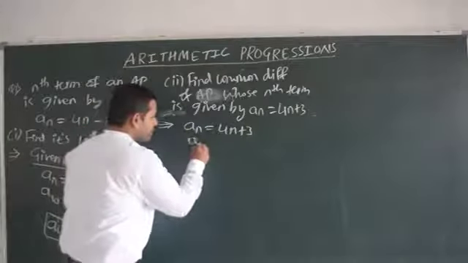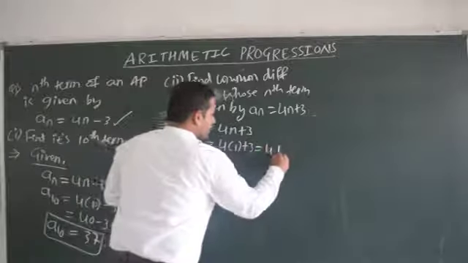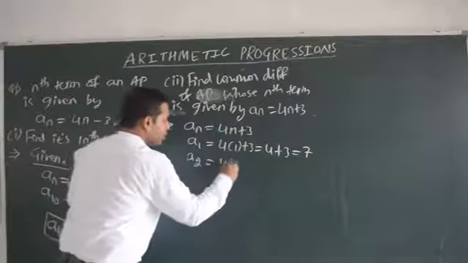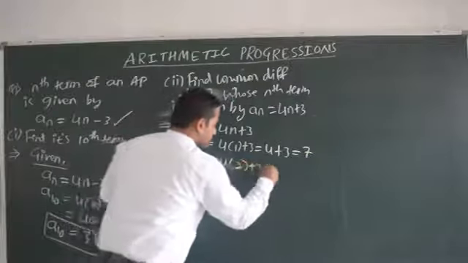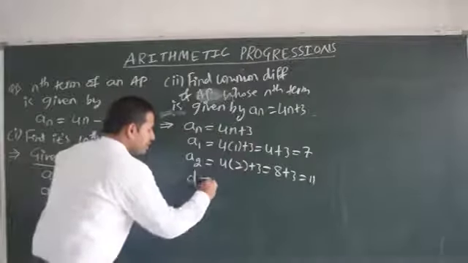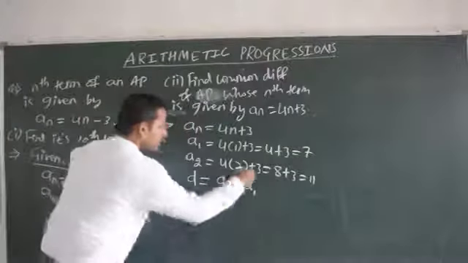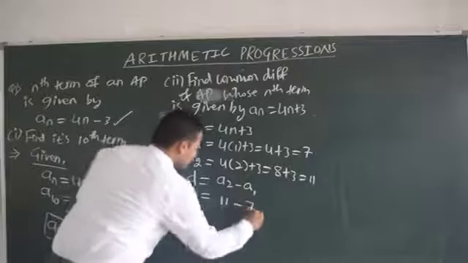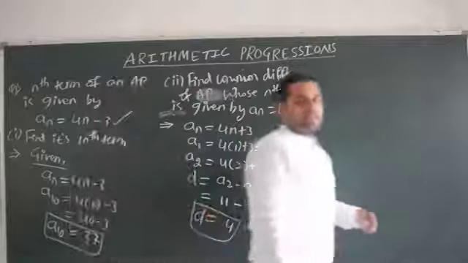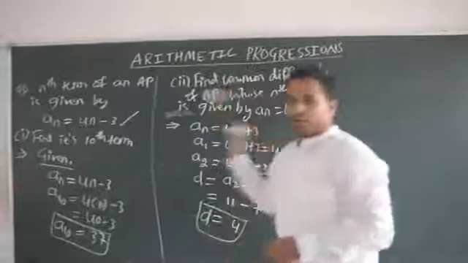Now, for finding out the common difference I need two terms. For example, the first term a1 is equal to what? 4 into 1 plus 3, that is equal to 4 plus 3, that is equal to 7. Similarly, a2 is equal to 4 into 2 plus 3, so it becomes 8 plus 3, that is equal to 11. Now what will be the common difference? Common difference is equal to a2 minus a1. Are you getting my point? a2 is 11 minus a1 is 7, so that is equal to 4. So d is equal to 4. Very simple. Are you understanding the first question and the second question?